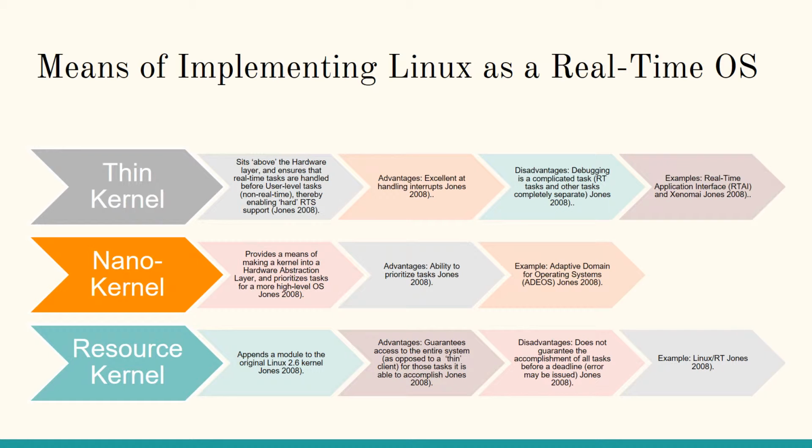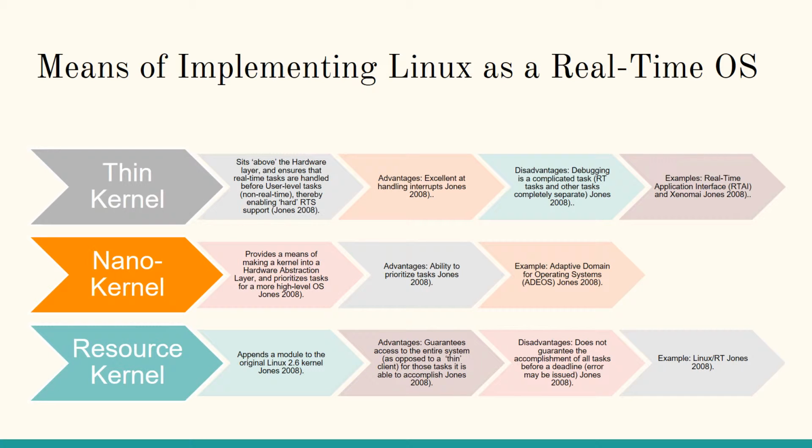And the advantage to that is that it can prioritize tasks. And then an example of the nanokernel is the adaptive domain for operating systems, or RTOS. And then finally, there's the resource kernel, which basically shares space with the original Linux kernel, but it's a small bit of code appended to that kernel, so it allows Linux to handle real-time system tasks.